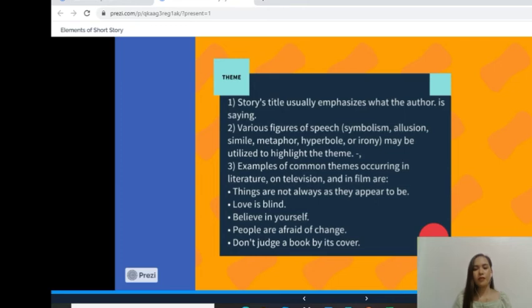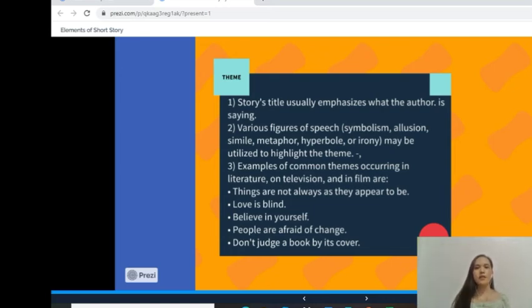Examples of common themes occurring in literature, television, and film are: things are not always as they appear to be, love is blind, believe in yourself, people are afraid of change, don't judge a book by its cover. Those are examples of themes in a story.